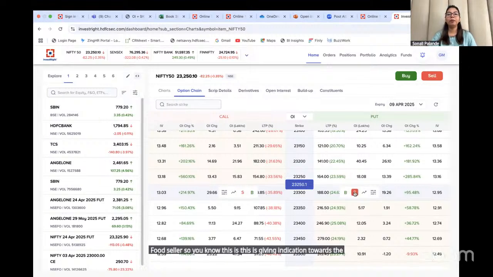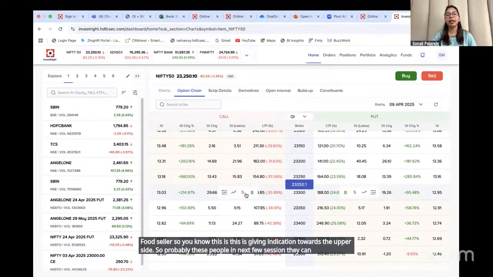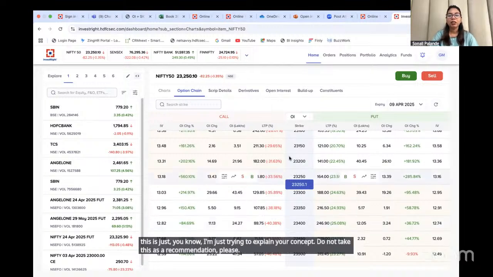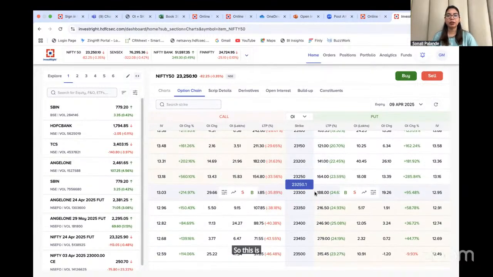So probably in the next few sessions, these people can capture this particular level, and the call sellers may shift to the upper level. I'm just trying to explain a concept to you. Please do not take this as a recommendation. So this is how we basically read the numbers.